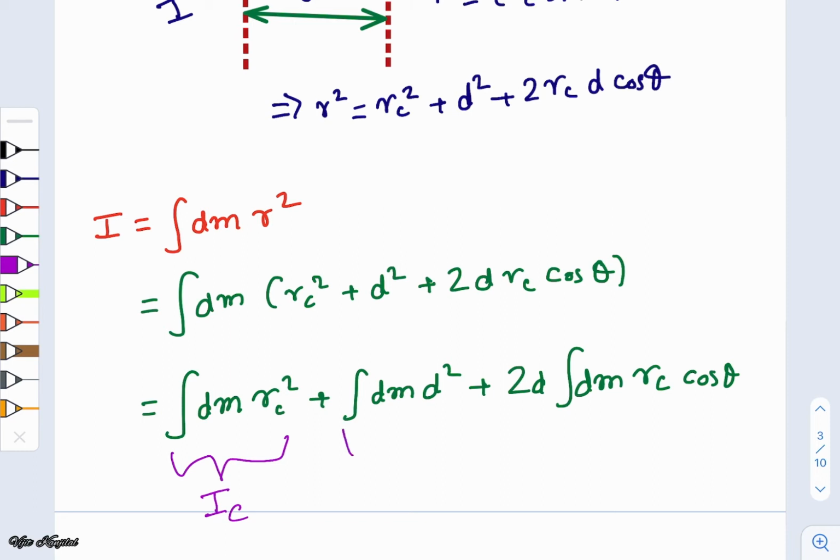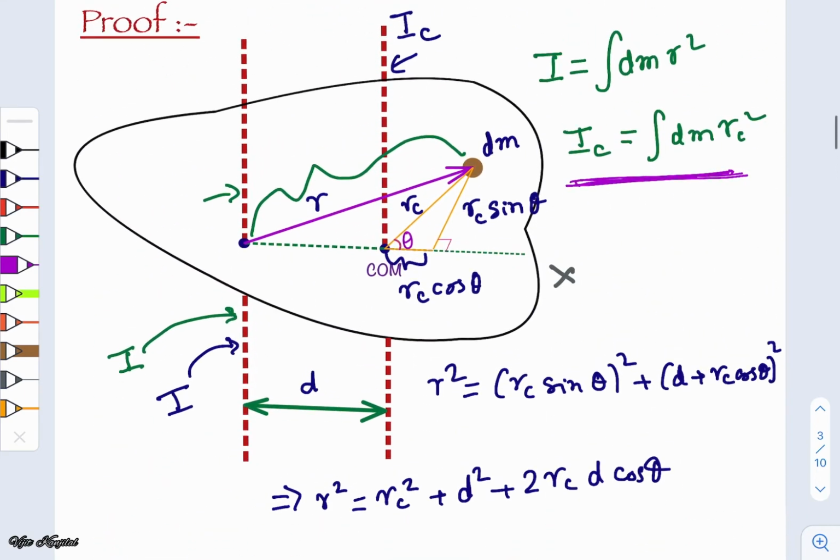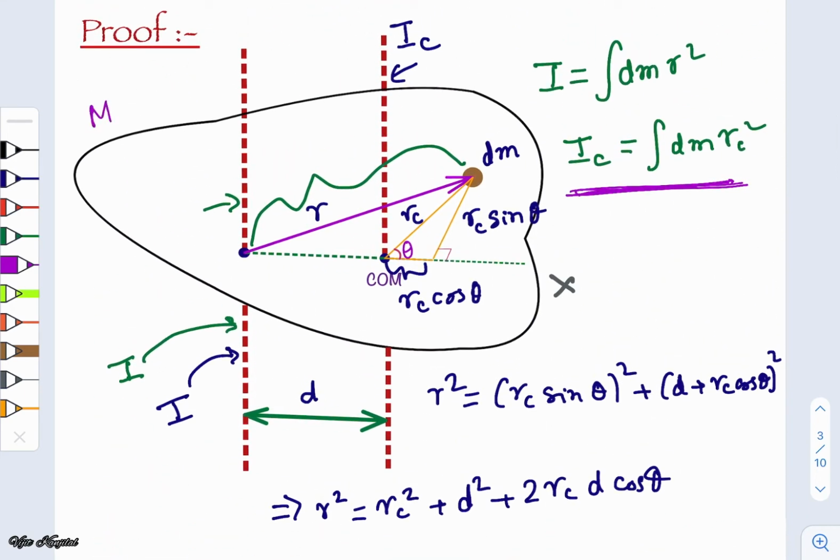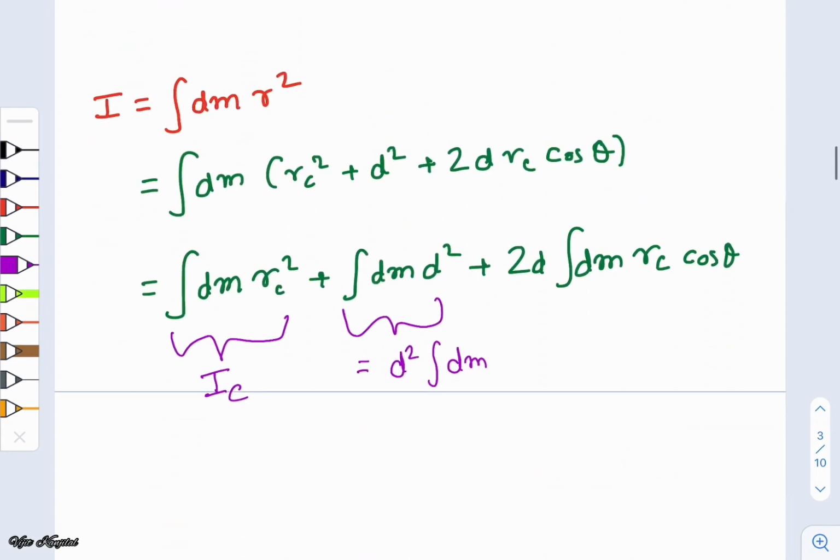How do we simplify this term, the integral of dm d squared? As d squared is a constant, we can write it as d squared times the integral of dm. What is the integral of dm? It is nothing but the total mass of this rigid body. Let us assume that the total mass of this rigid body is m. So the integral of dm d squared would be md squared. Now let us try to simplify this term.